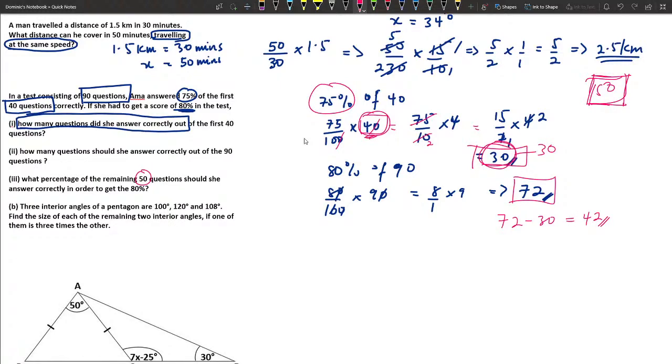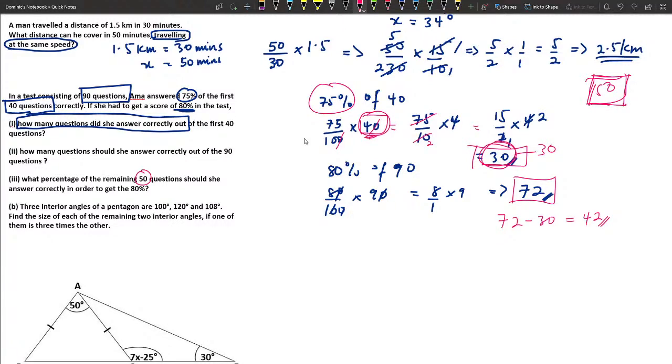Because if in the first 40 I answered 30, it's left with 50. Out of that 50, how many questions should I answer in order to get my 72 questions correct? That's 42. So if I'm able to answer 30 in the first 40 and 42 in the last 50, and I add them, I'll get 72. And that 72 represents the 80%, which is the pass mark.